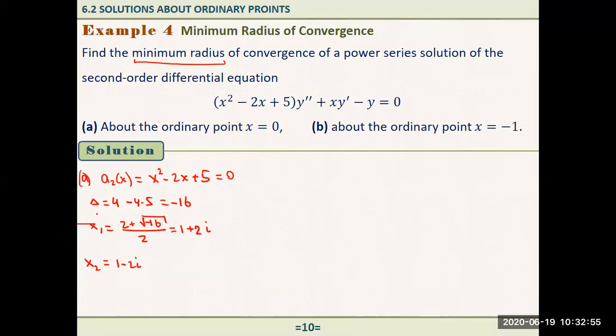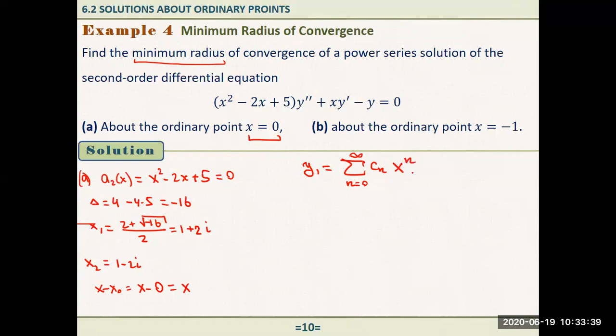Because x equals 0 is an ordinary point of the differential equation, our previous theorem guarantees that we can find two power series solutions centered at 0. The first one, let's say y sub 1, will be the sum from n equals 0 to positive infinity of c sub n x to the power n, where x minus x sub 0 is x minus 0, centered at 0.